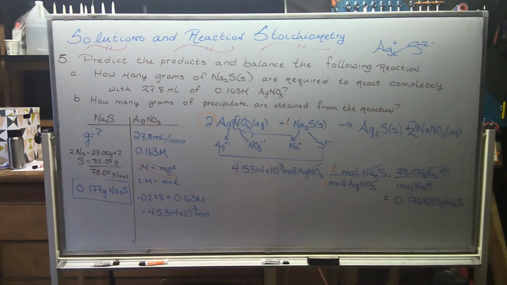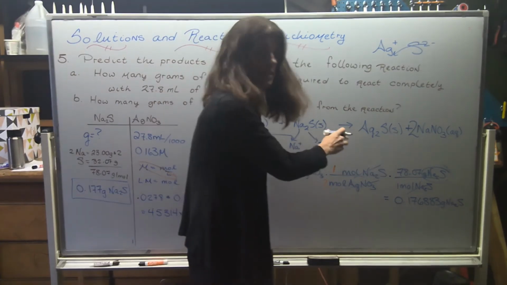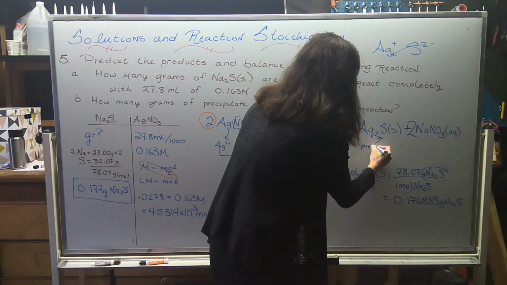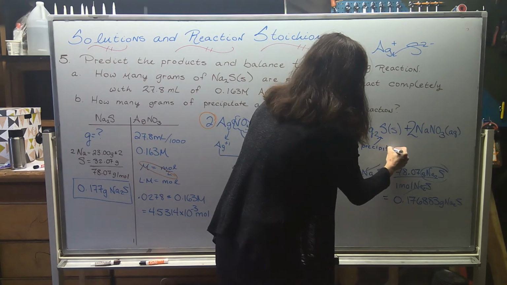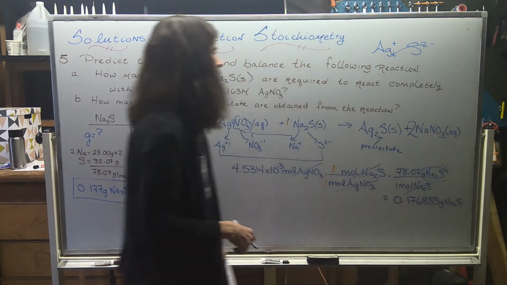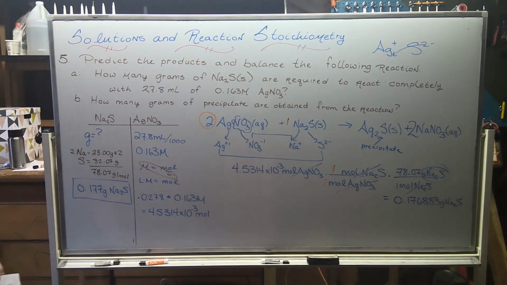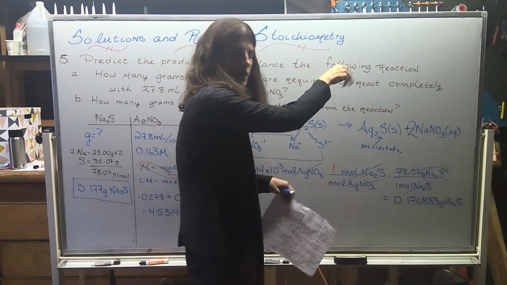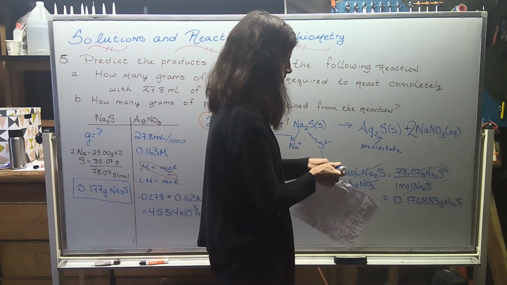Part B says how many grams of the precipitate are formed. So the precipitate is a solid that formed after the double displacement reaction. So the precipitate is going to be my silver sulfide. In order to calculate the grams of silver sulfide, I'm going to need a molar mass for that. I'm going to put the molar mass up here because I'm running out of space.